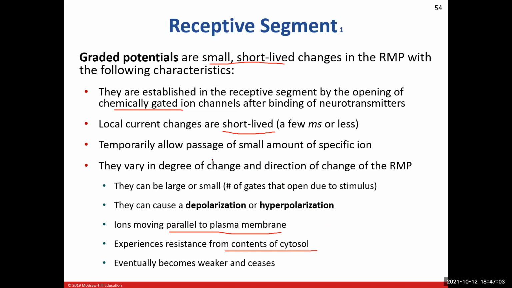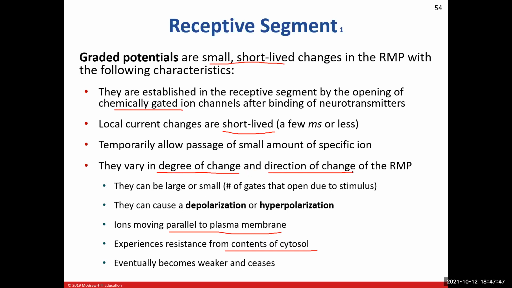So with these graded potentials, yes, they're small and short-lived. We need to make them big enough, because we eventually need to trigger the initiation of an action potential in the axon hillock. These graded potentials will vary in degree, in how much they're able to change that membrane potential. And in what direction did they change that resting membrane potential? Because remember, they can either make the resting membrane potential more negative or more positive.